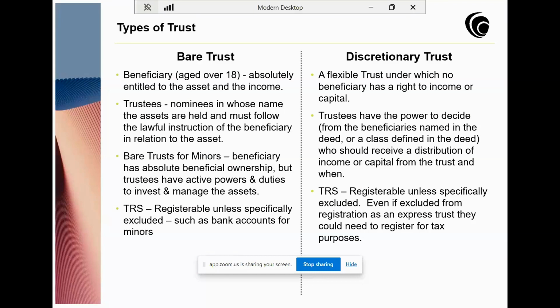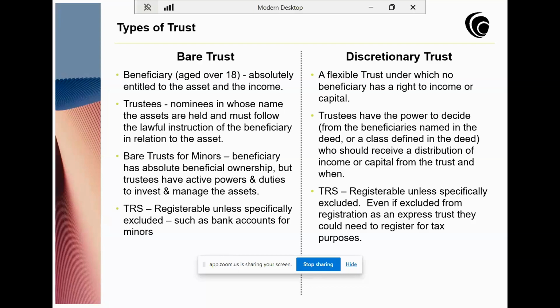Discretionary trusts give the trustees flexibility if and when to make a distribution of income or capital out of the trust. The beneficiaries don't have a right to receive income, but the trustees have a duty to consider the beneficiaries and their needs when they make trust decisions.